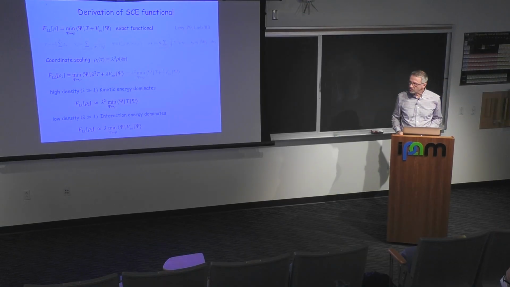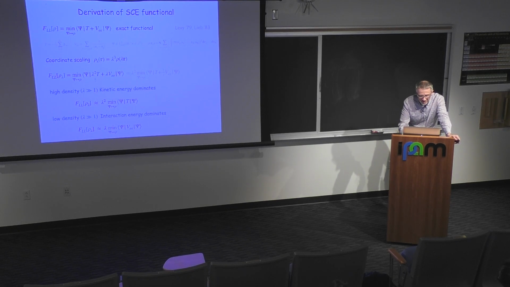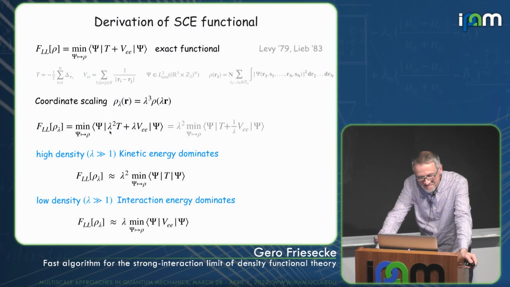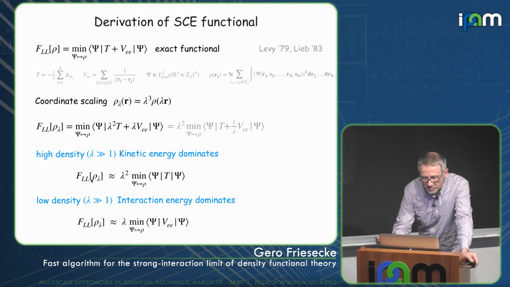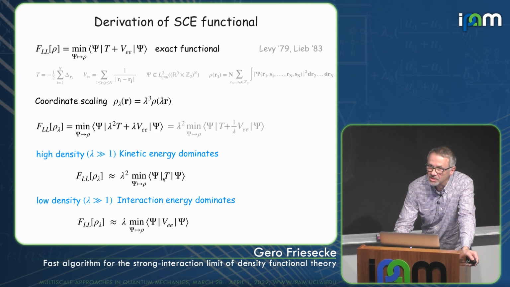Okay, now that the scaling is different, when you make lambda large, lambda squared wins. I'm so used to the lambda winning. But when lambda is large, the lambda squared wins, okay? The square of a large number is even larger than the large number. So then the kinetic energy dominates, and you get this approximation for the exact functional. It's roughly lambda squared times just minimizing the kinetic energy under a given density.